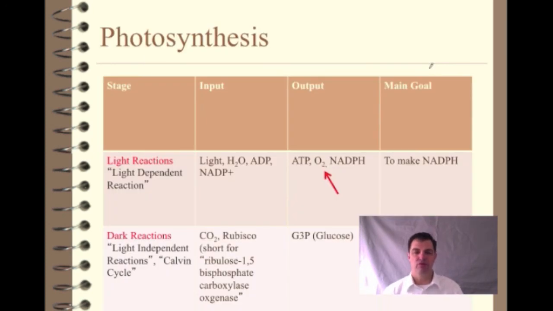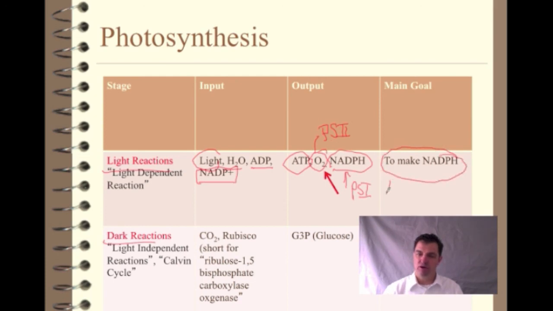Once again, here's my summary of the two different stages, light reactions and dark reactions. What goes in is light, water, ADP, and NADP plus, and what comes out of that is ATP. Notice there's my oxygen in the first stage in photosystem 2, which I explained first just because the flow of it is better, and my NADPH comes out in photosystem 1. What's important about that is we make NADPH. We also make ATP, and that's important as well.